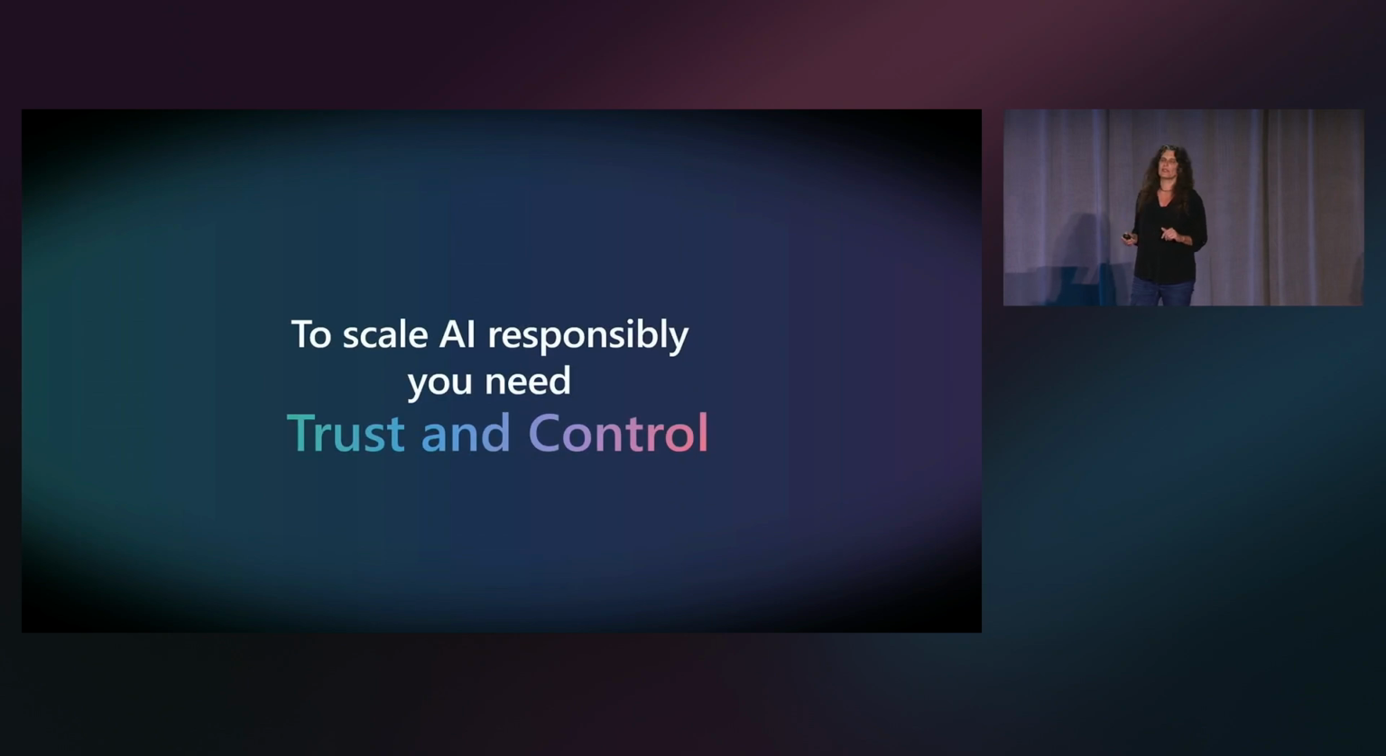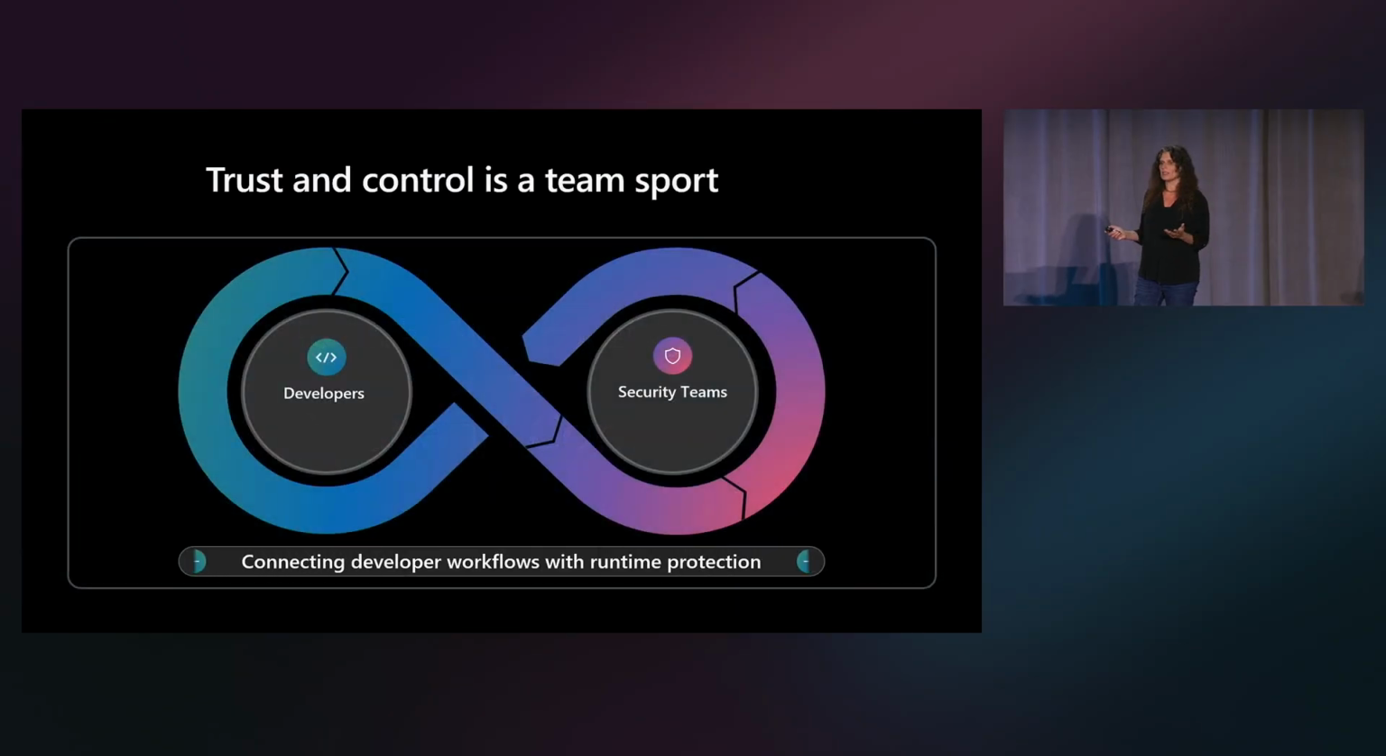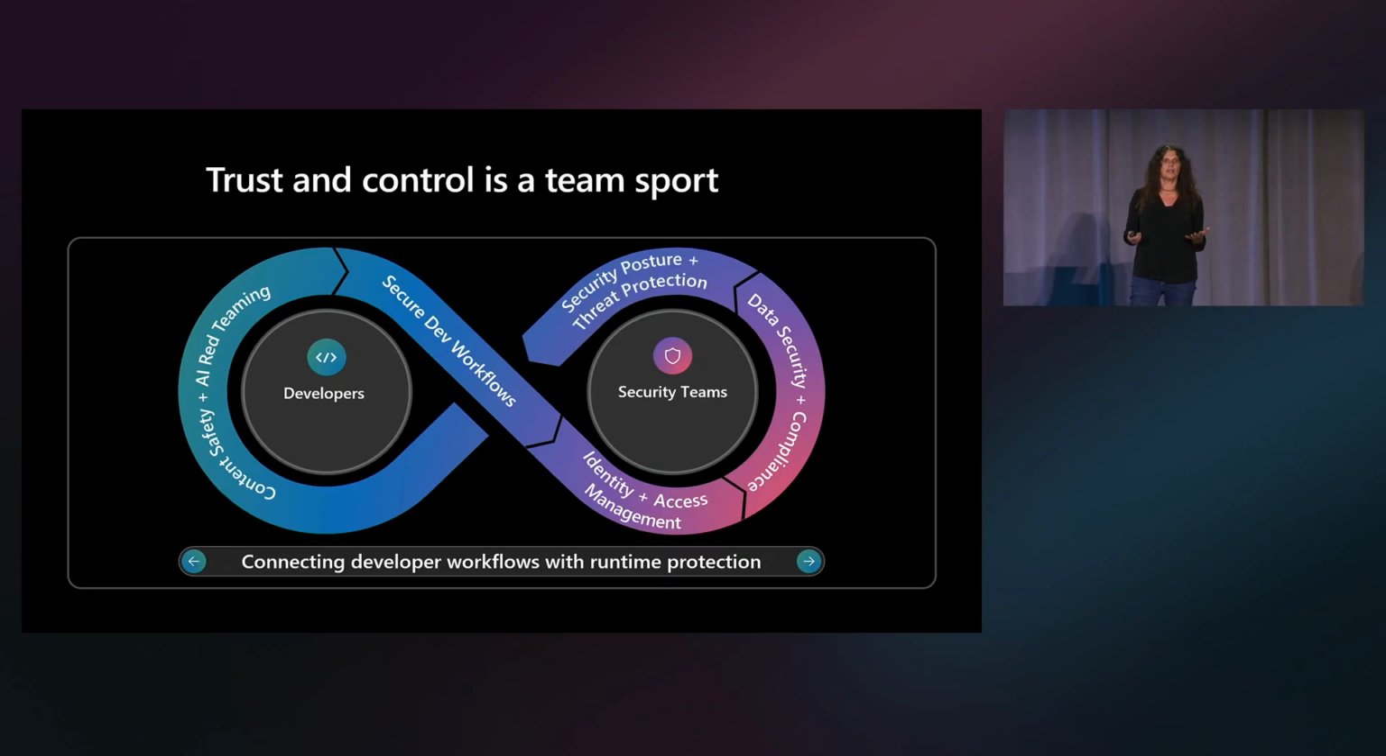And to scale responsibly, what you need is trust and control. And as we said, we have developers and security teams. And in the age of AI, developers and security teams work together. It's a team sport. You want to make sure that you have the right tools for developers to do content safety, to red team, to evaluate, to build agents. And you want to make sure you have the right tools for the security team to check the posture, to have threat protection, data security, identity. They work together as a team sport.